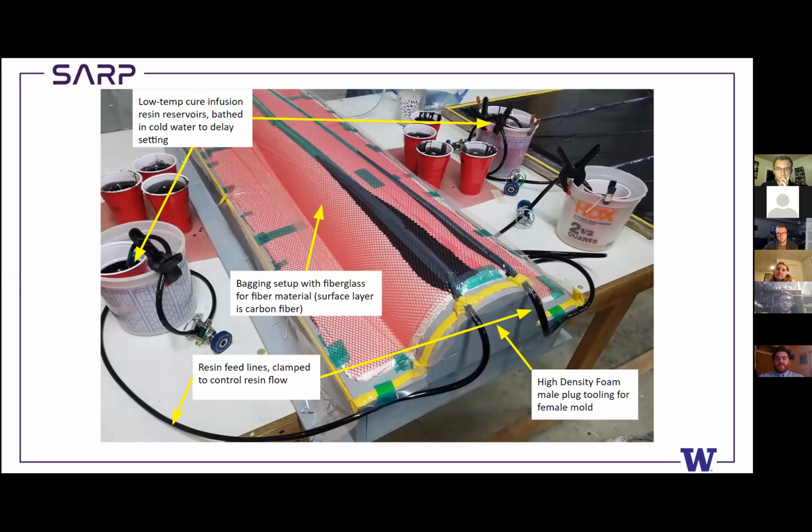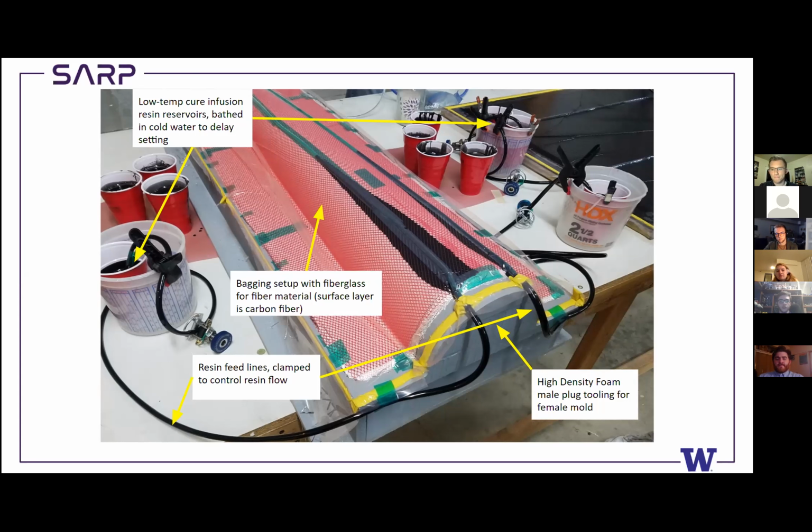In this case, this was the mold being made at Northwind. Starting from the left, we have the resin reservoirs. In the little red solo cup there, it's in cold water, and the purpose of this is to prevent the resin from solidifying. Connected to that you have the resin feed lines, which go up towards where the mold is being made. Right above the text box on the bottom, you can see the clamp, and this controls the resin flow. And then the bagging setup, you can see there in the red, that's where all the plies are.